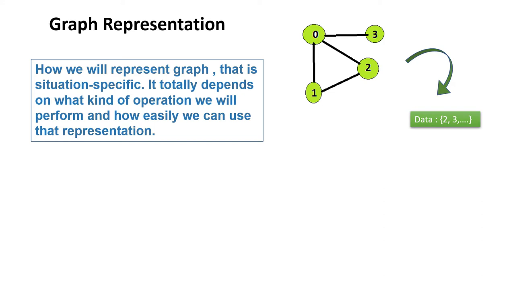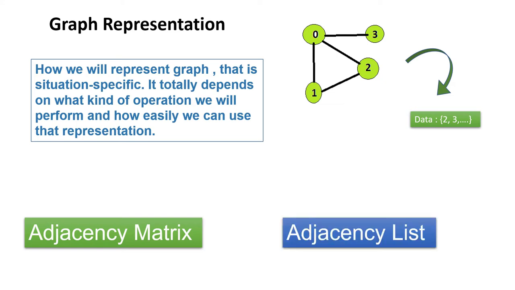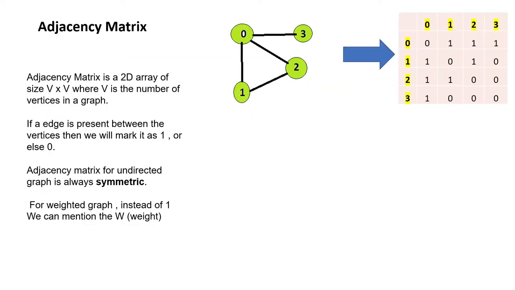How you represent a graph depends totally on the situation. In some operations we may have to represent it in a certain manner, and for other purposes we have to use a different representation. Two famous, or popular, representations of a graph are the adjacency matrix and the adjacency list. We will see what those are next.